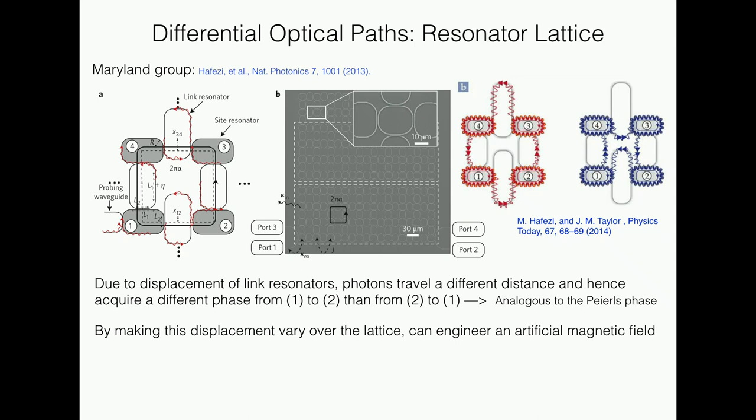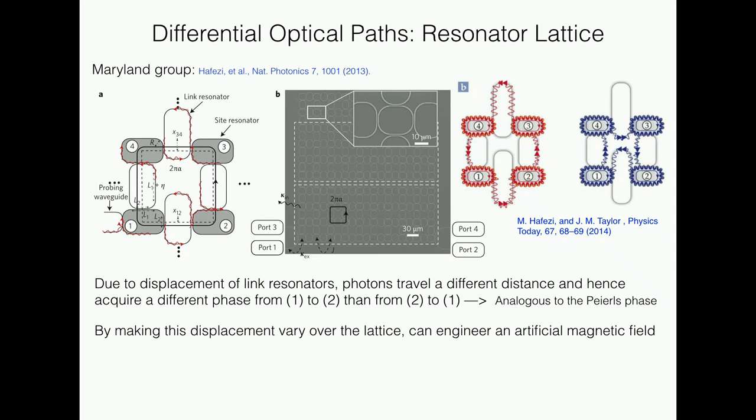And then these link resonators are designed to be off-resonant. So light can travel through the link resonators, but it does so very fast. It's not resonating, so it doesn't go all the way around. It just hops in and hops out. And this can actually be described to a very good approximation with a tight binding model, where we ignore these link resonators and they just mediate a tight binding hopping, which is another reason why theorists love photonics.